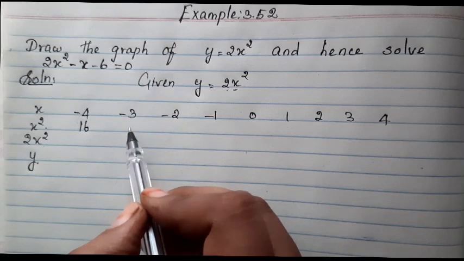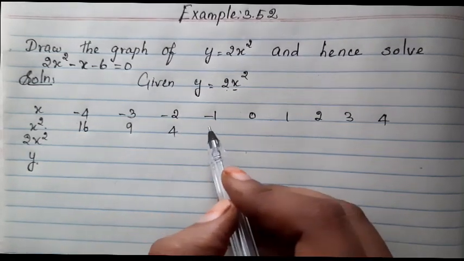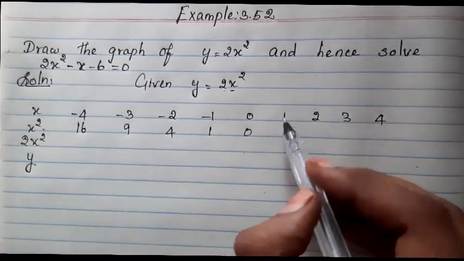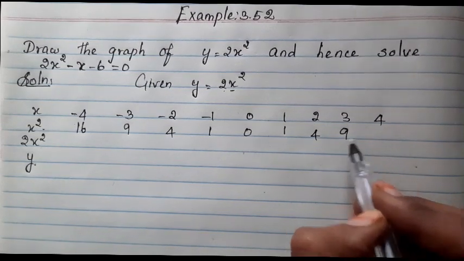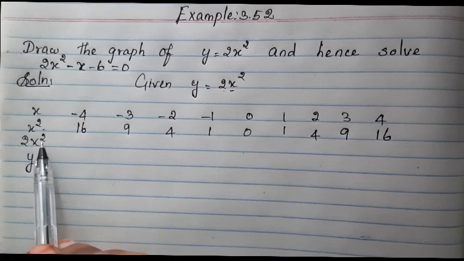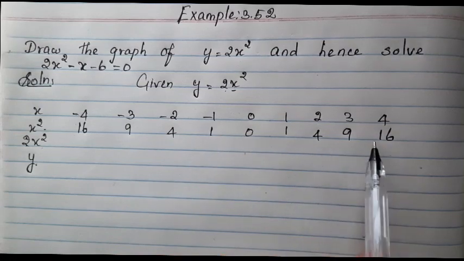Then 3 square is 9. Then minus 2 the whole square is 4. Minus 1 the whole square is 1. Then 0 square is 0. Next, 1 square is 1, 2 square is 4, 3 square is 9, 4 square is 16. Next step is to multiply 2 with these x square values.